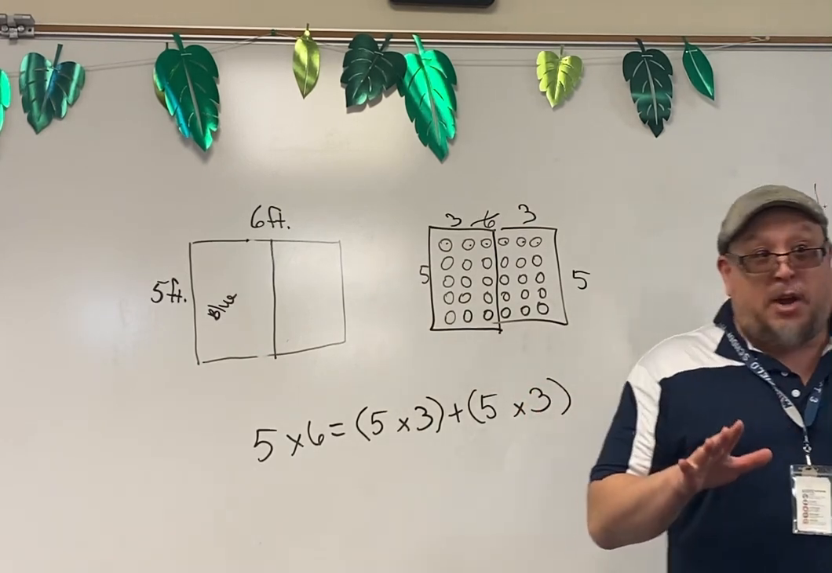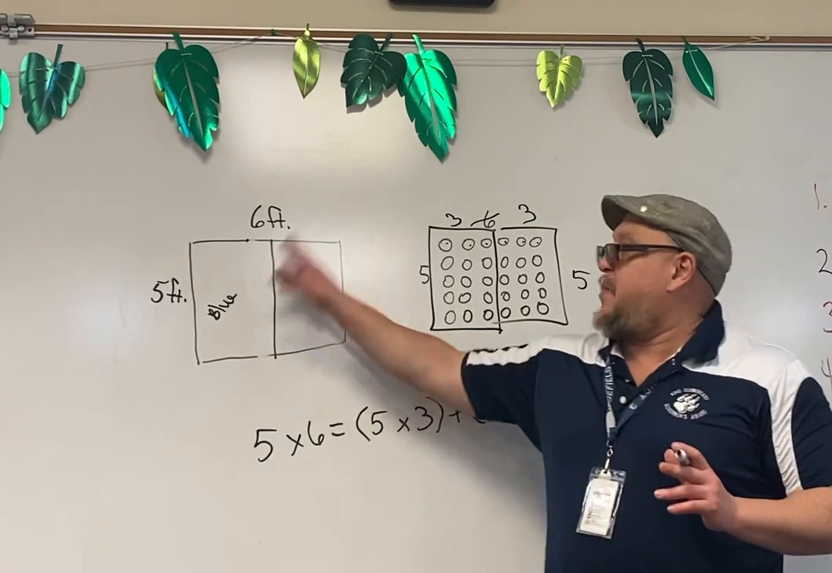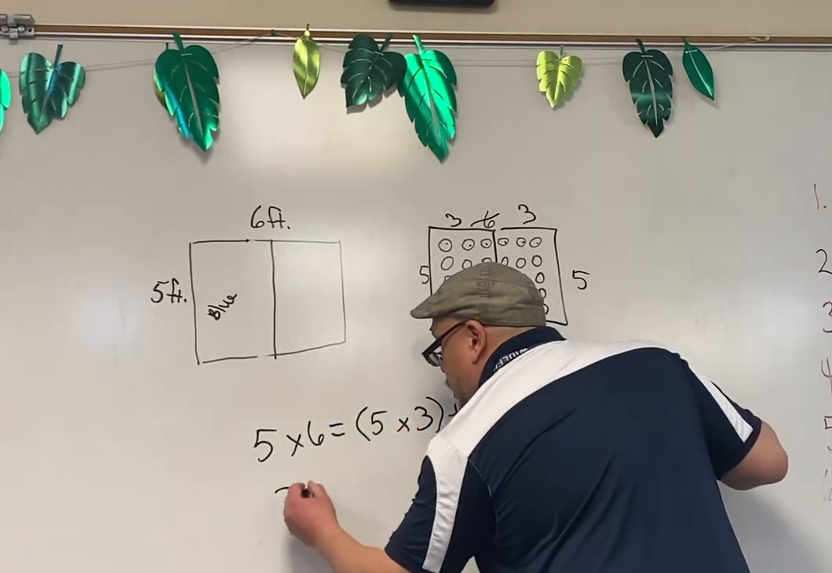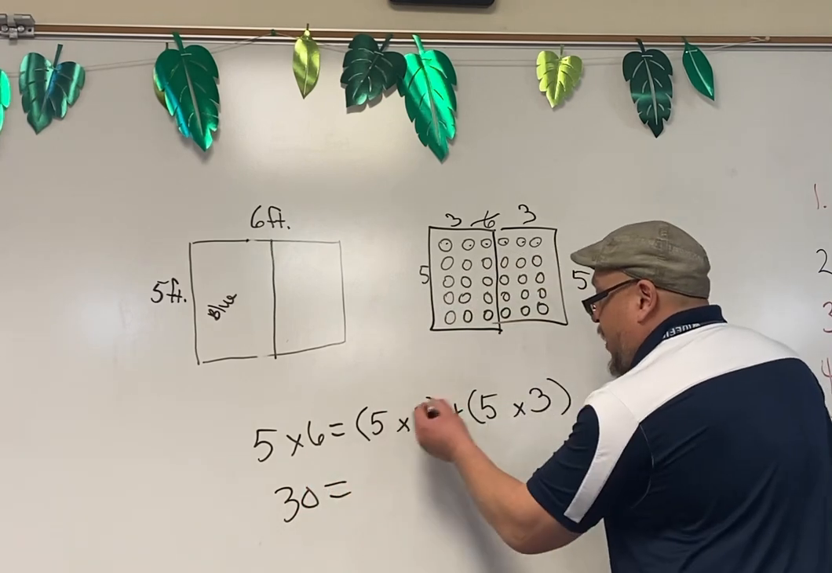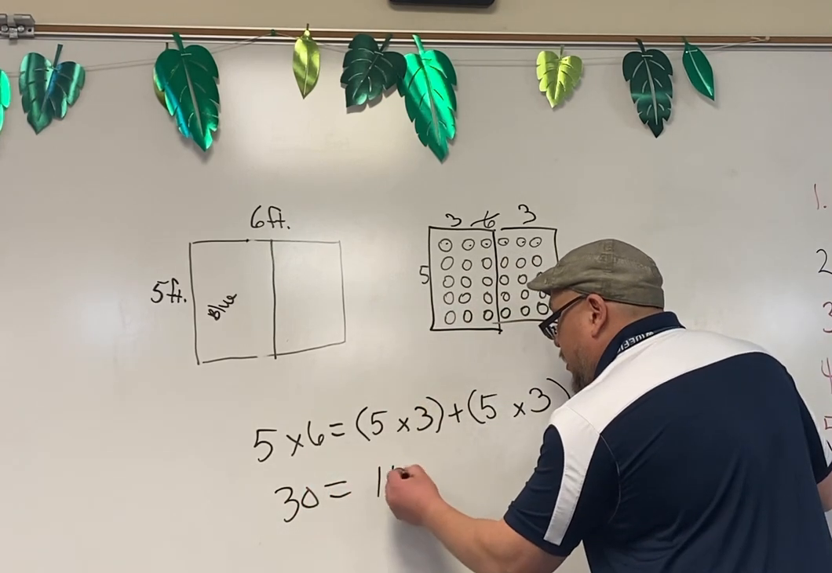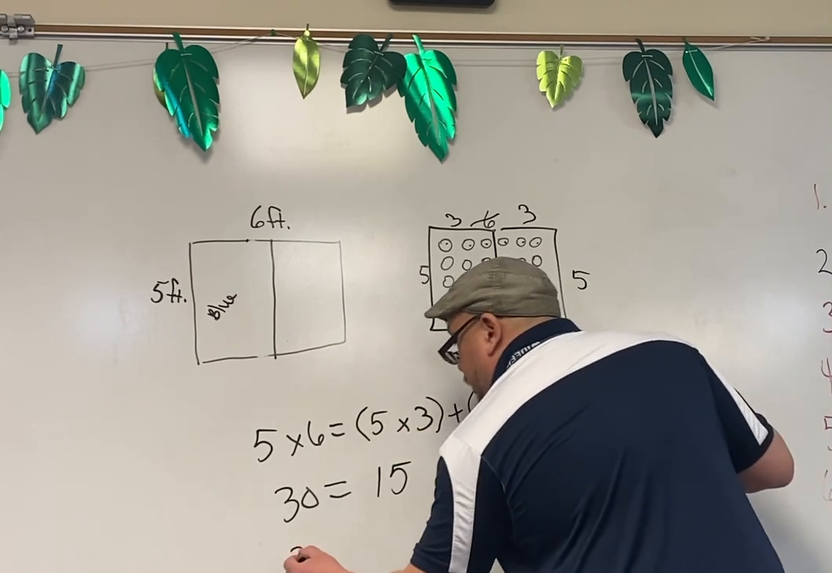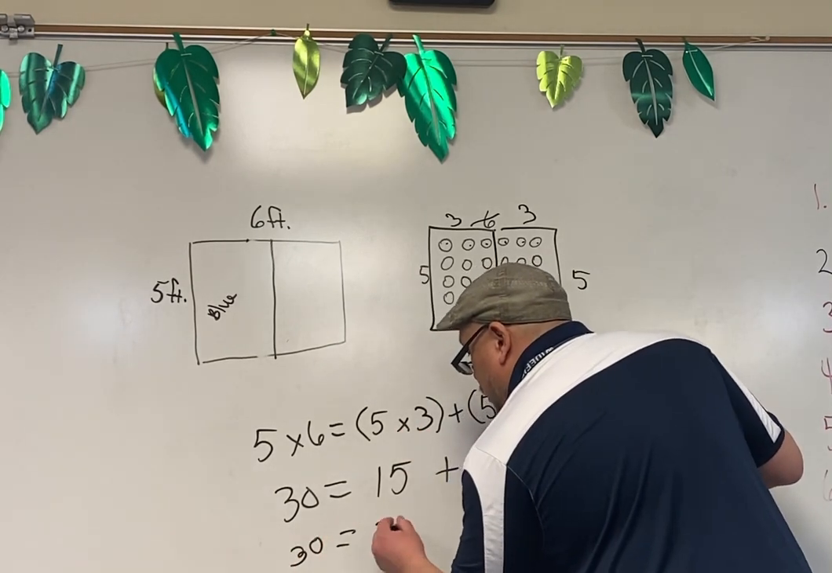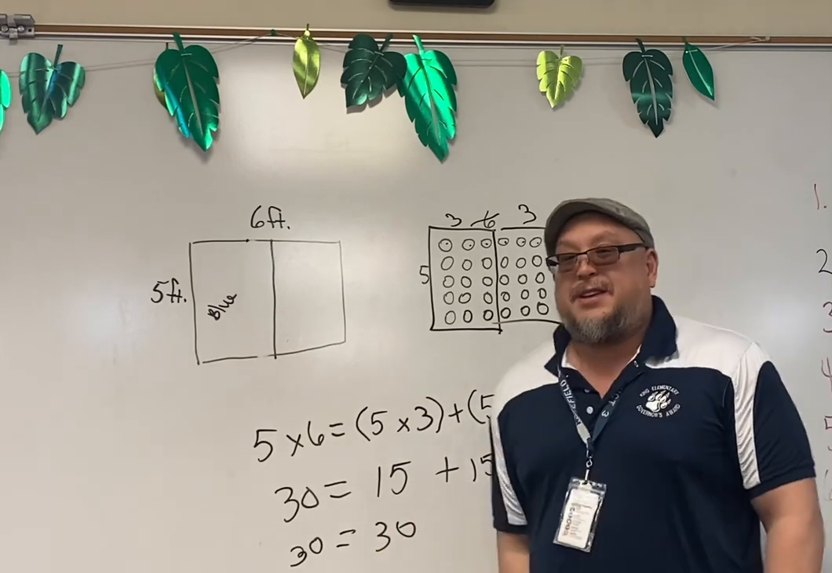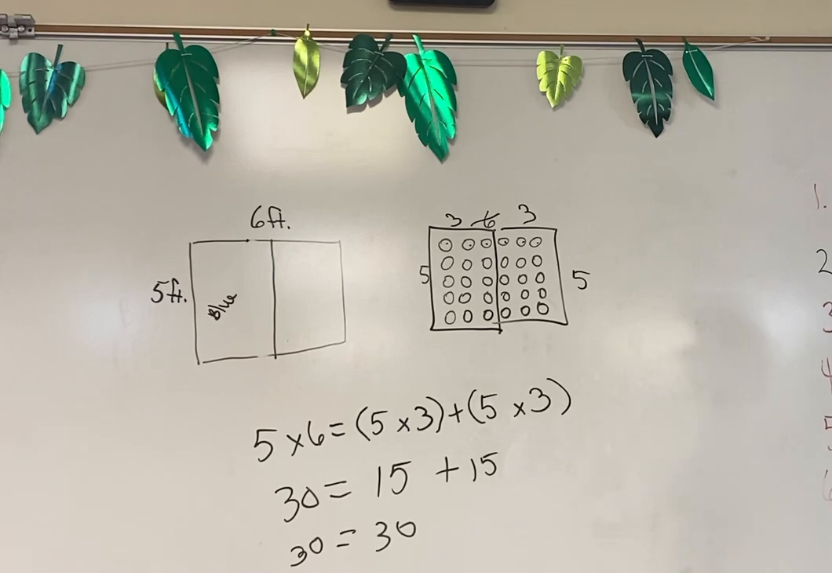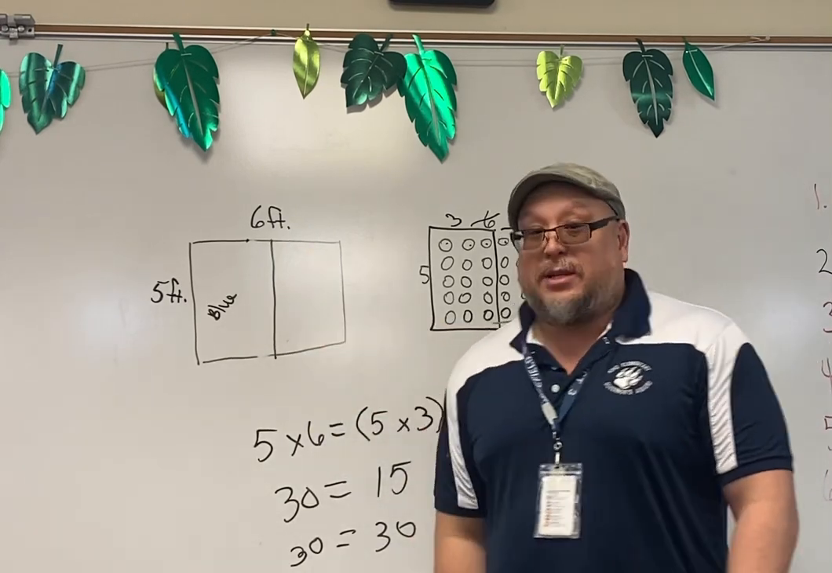Now, the way we can check our problem to make sure we're correct, we know what 5 times 6 is. What is 5 times 6? 30. Okay, so we can do 5 times 3 is 15, plus 5 times 3, which is 15. And what does that equal? 30. Booyah. And that's how you use distributive property to break apart a shape into 2 smaller areas.